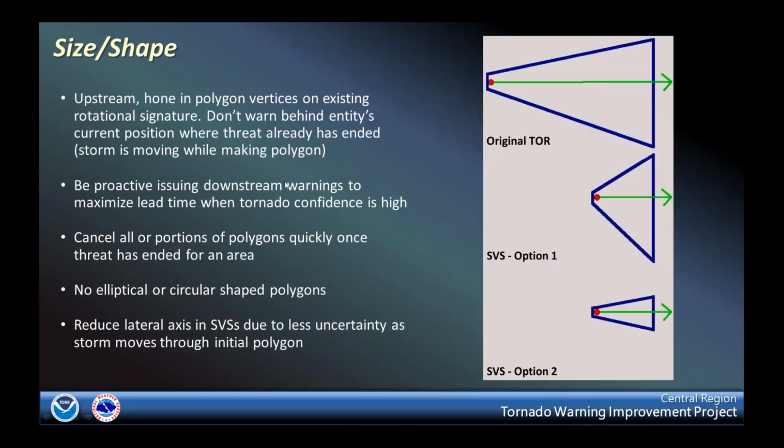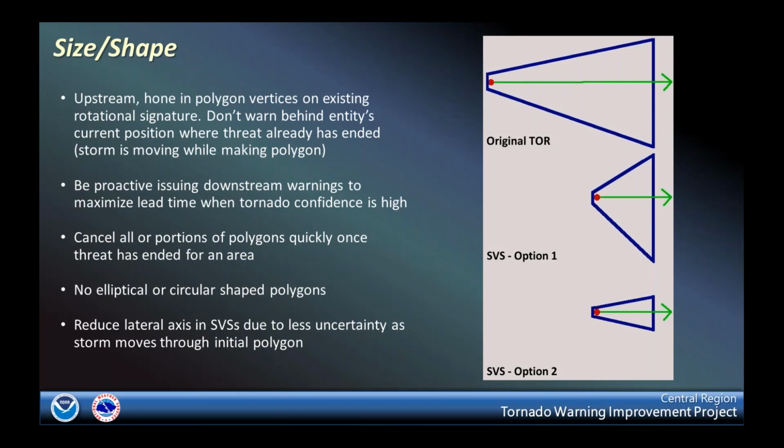Now, in SVSs, you've got your warning out. What are you going to do from here? The schematic on the top one assumes that's your initial tornado warning. The red dot is your mesocyclone, or the location of your rotational couplet. The green arrow is the line that WarnGen gives you. So this is the warning you've issued. Note that it's a little wider on the southern edge to account for maybe a little bit of right turning.